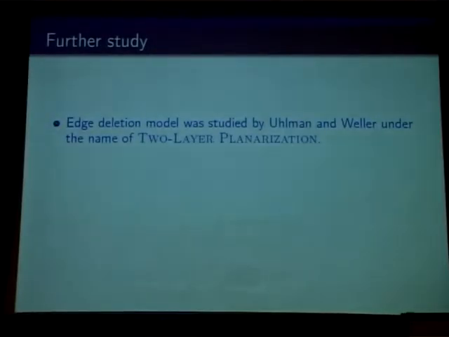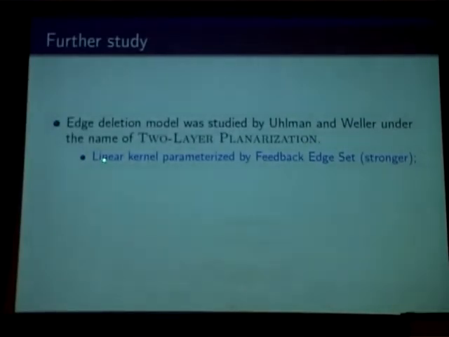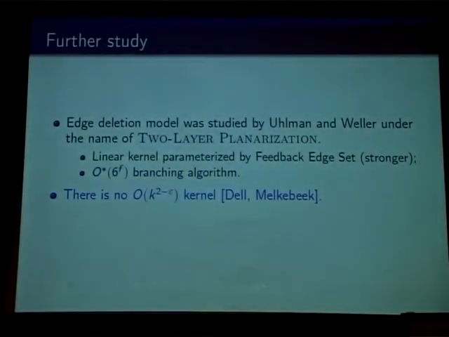Okay, so to conclude, some remarks about further study. We think that the problem is pretty close to done now. You can ask about the edge deletion model instead of the vertex deletion model in this problem. The problem has already been studied by Suderman and Whitesides under the name of two-layer planarization, and they obtained even better results: a linear kernel parameterized by feedback edge set, which is a stronger parameterization than just the solution size, and such a branching algorithm. As far as the kernel is concerned, Dell and Melkebeek's results imply that there won't be any k to the 2 minus epsilon kernel, so there will not be a significant improvement in the kernel.